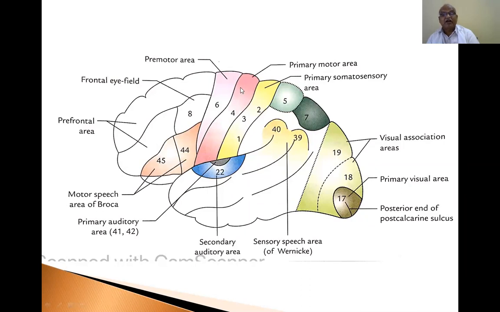Now this is the primary motor area. This is the premotor area, the secondary motor area. This is the primary sensory area. This is the secondary sensory area. So the premotor area associated with the motor area is called the secondary motor area. The sensory area associated with the primary sensory area is the secondary sensory area. He has given the name M1 area for the primary motor area and M2 area for the secondary motor area. Primary sensory area is S1 area and secondary sensory area is S2 area.